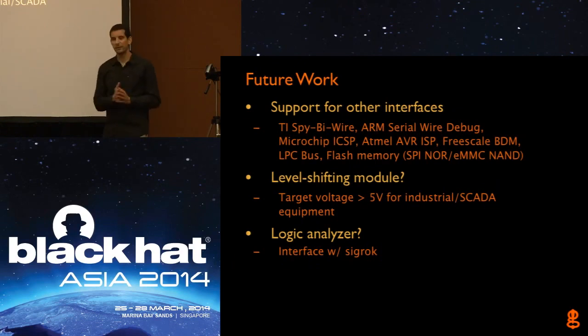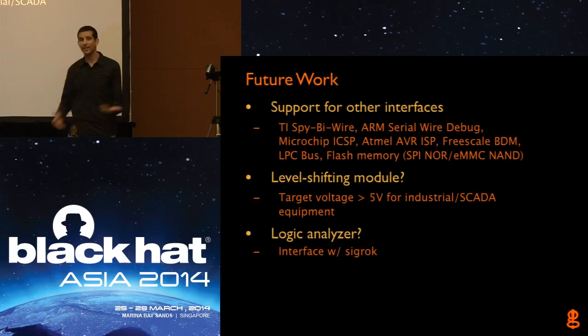Possibly doing a level shifting module to allow adjustable target voltages above 3.3. So for industrial equipment, SCADA equipment, there's lots of stuff out there that's still 5 volt and above, especially for UART interfaces. Maybe do a logic analyzer.